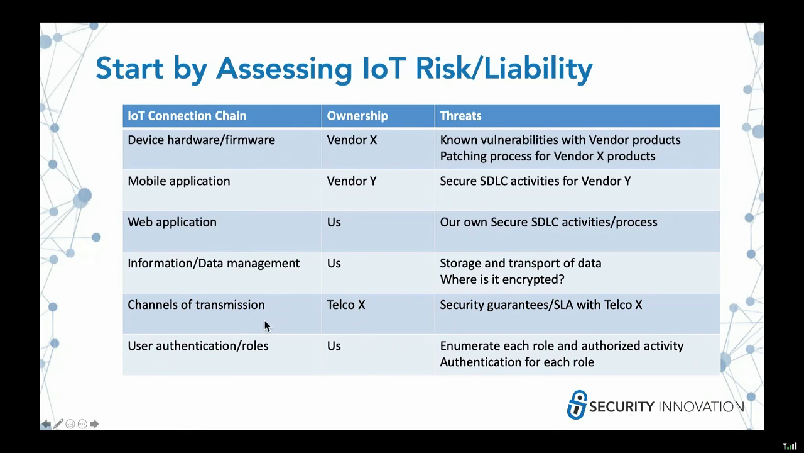And again, consider channels of transmission. If you have IoT devices that are communicating wirelessly, is that over cellular? Is it over Wi-Fi? Is it over some other type of infrastructure? And if it's over some type of transmission infrastructure that you don't own, what service level agreement do you have, and what guarantees do you have around securing that data? Is it transmitted in clear text? If not, how are they protecting it?